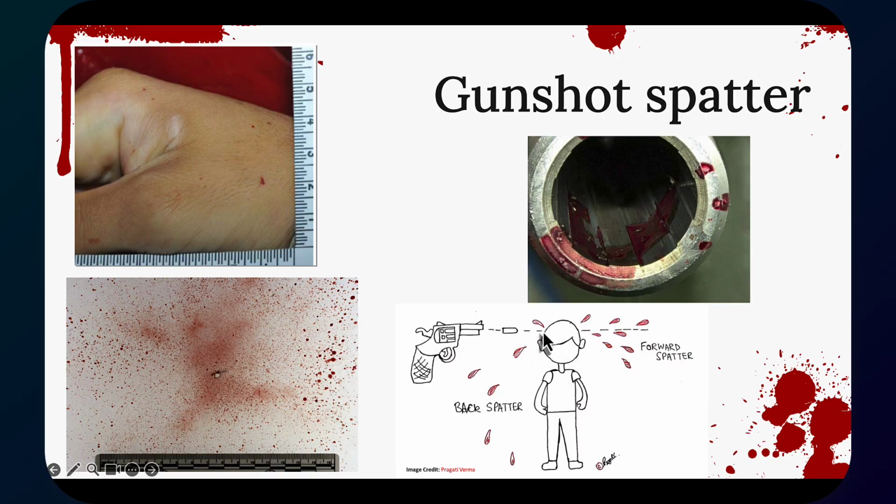So if the impact is here, this is your back spatter, this is your forward spatter. A gunshot will only produce back spatter if the bullet doesn't exit the body, which makes sense. If we don't have this bullet exiting here, we won't have forward spatter, we'll only have back spatter. Depending on the distance from the victim that the gun was discharged, some back spatter may strike the gunman and enter the gun muzzle. This is called the drawback effect, and that's what you're seeing in this picture right here.